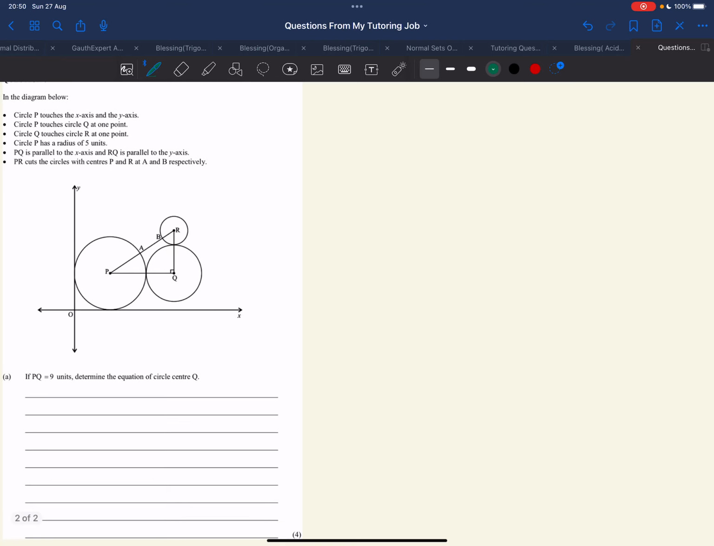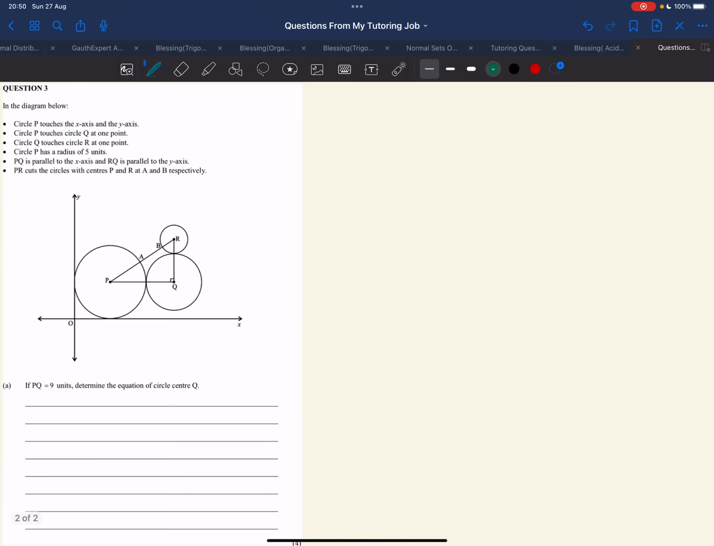Okay, now in question 3, they say that in the diagram below, circle P touches the x-axis and the y-axis. Circle P touches circle Q at one point, which is basically that point there. And then they say that circle Q touches circle R at one point, which is that point over there. And then they say that circle P has a radius of 5 units.